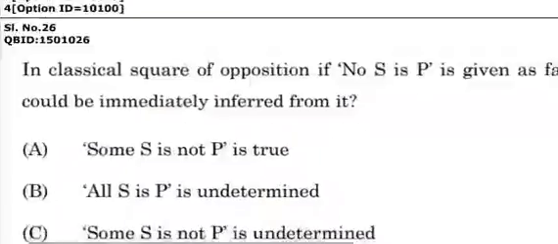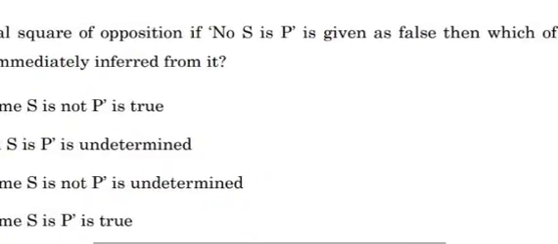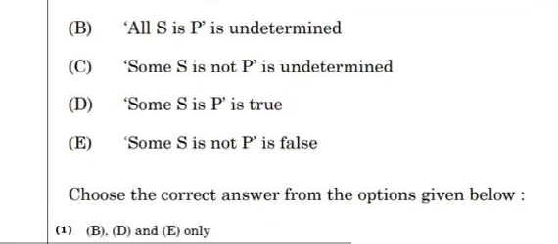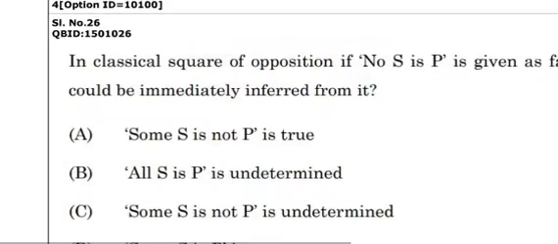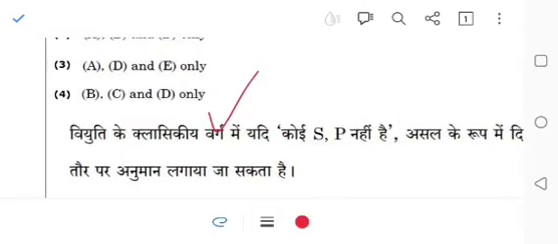Next, in a classical square of opposition, if 'Some S is P' is given as false, then which of the following could be immediately inferred from it? So these are the options, and from there we have to choose the correct options. Let me read it. Some S is not P is true, all S is P is undetermined. Some S is not P is undetermined. Some S is P is true, some S is not P is false. So for number 26, the correct option will be D. That means B, C and D will be our correct options.